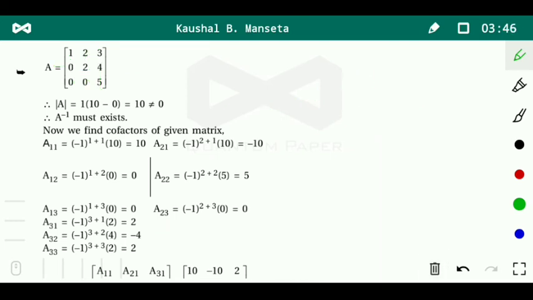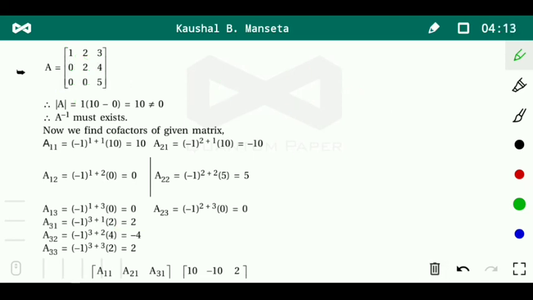Next we have to find out A31. For finding A31 we have to remove third row and first column. Is it clear? So minus 1 raised to 3 plus 1, that is 4, and 2 4s are 8 minus 6 gives 2. So 2 1s are 2. Is it clear? Because 3 plus 1 is 4 and minus 1 raised to 4 gives 1. So answer A31 is 2.